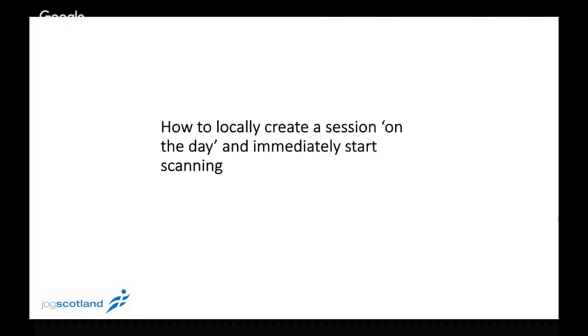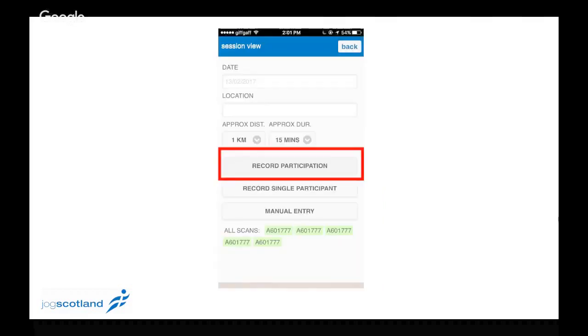Now I'll show you how to locally create a session on the day and immediately start scanning barcodes. To locally create a session on the day and immediately start scanning, follow the instructions from the previous section, but stay on the session view page instead of going back. Tap the Record Participation button to start scanning everyone's barcodes. This will launch a scanner, which is a camera viewfinder with a line through the center.